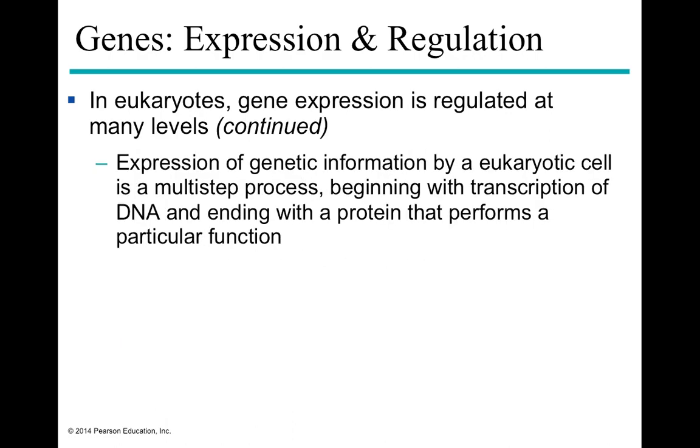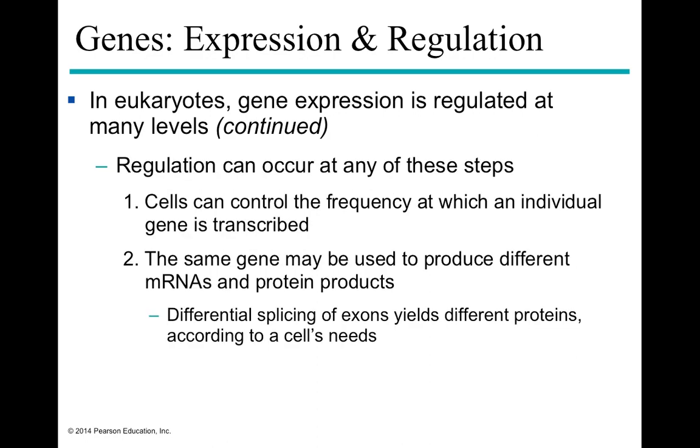So there's a lot of steps that allow us to have more fine-tuning of expression and regulation of our genes. So expression of the genetic information in a eukaryotic cell has multiple stages, multiple steps. The first step would be transcription of the DNA, and the last step would be having the protein that performs a particular function. At any step along the way, we can increase or decrease the regulation of this protein.